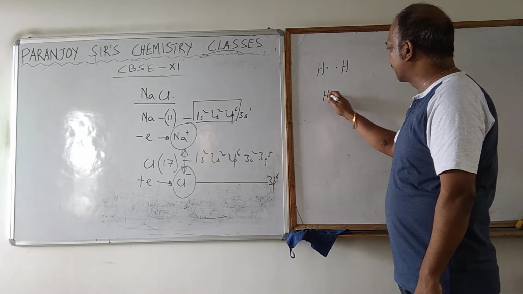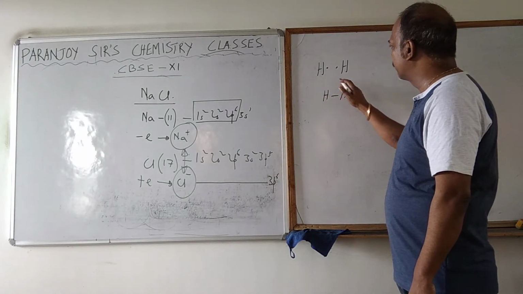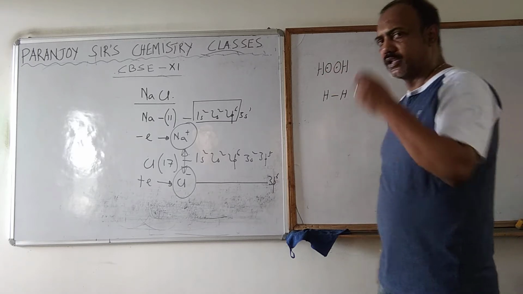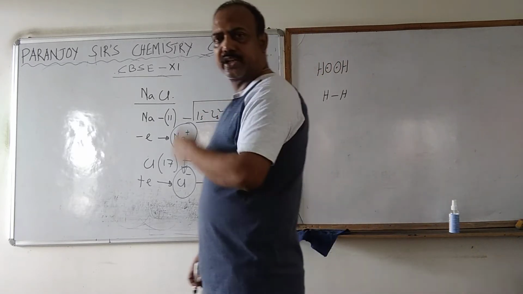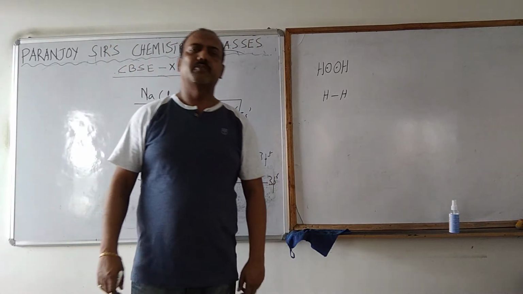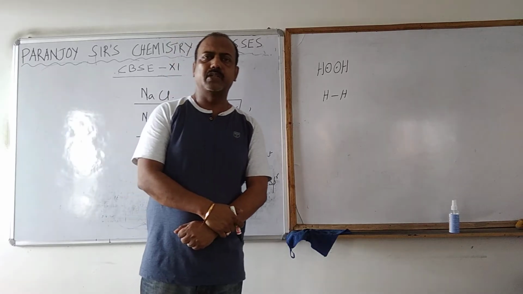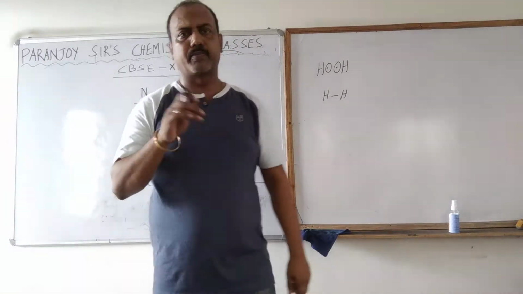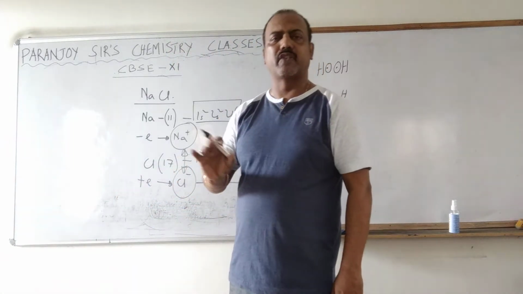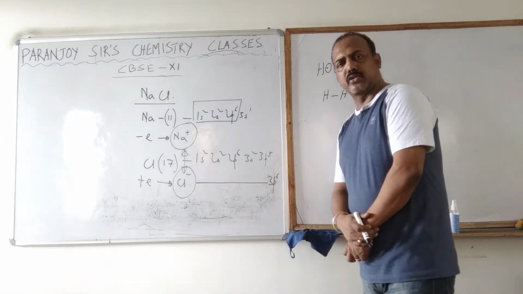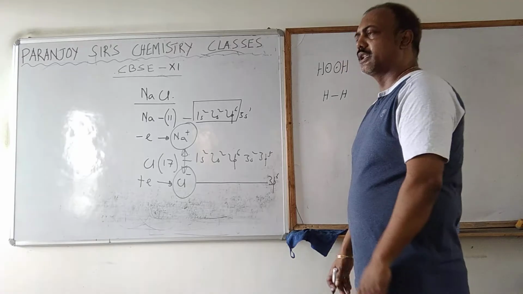And in that case, the hydrogen molecule will be formed. Here this electron and this electron are given by the two different hydrogen atoms for sharing. This type of covalent bond is called a predominantly covalent bond, or predominantly pure covalent bond, I should say.